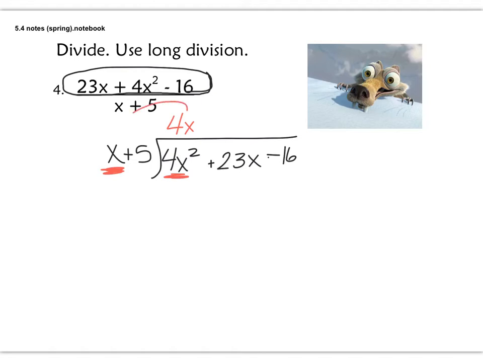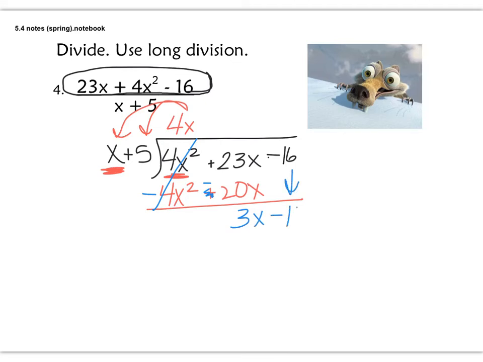All right, we distribute. 4x times x is 4x squared. 4x times 5 is 20x. Change your signs. Those will cancel. 23x minus 20x is 3x. Bring down the minus 16, and we start again. What do you multiply x by to get 3x? You multiply by a positive 3.